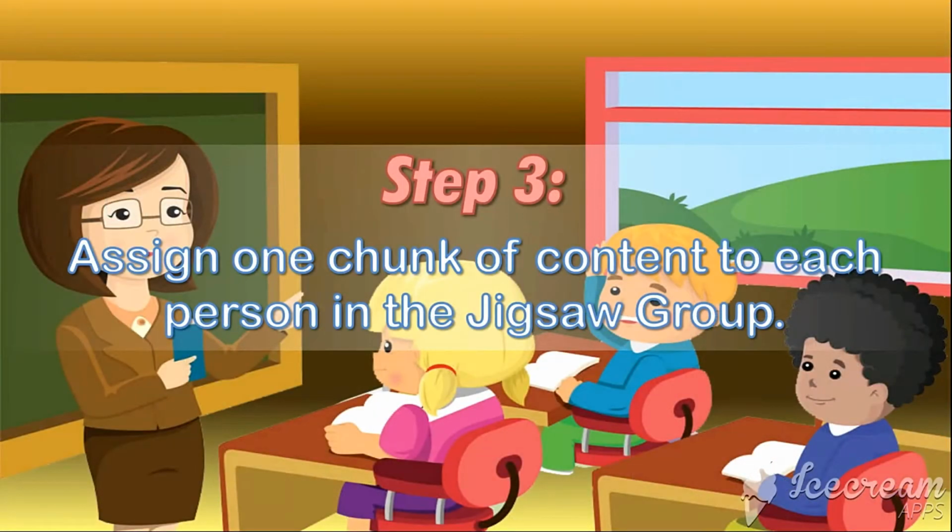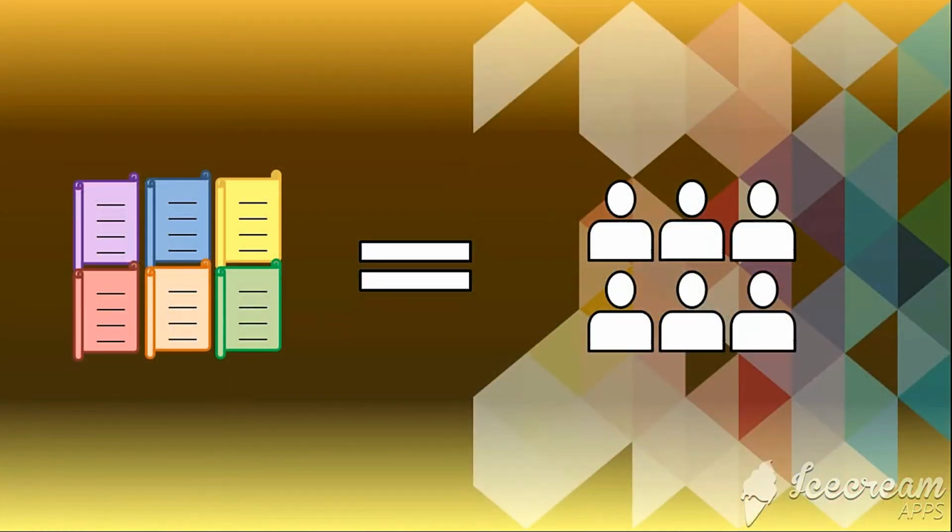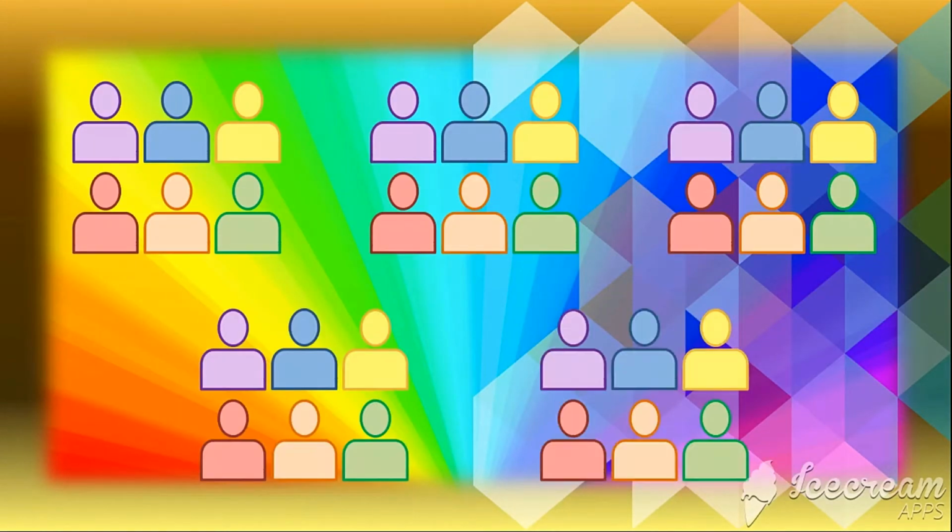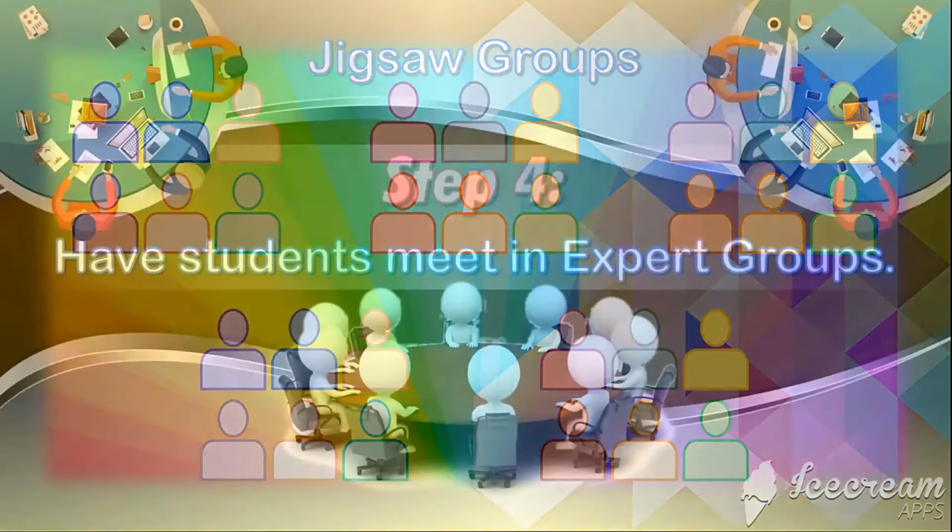Step 3 is to assign one chunk of content to each person in the Jigsaw group. Each group has one person responsible for one chunk of content. That person will be expected to teach that chunk to the rest of the group. At this point, students don't really interact with other members of their group. They just read and study their own chunk of content independently. Then, their independent study is fortified by the next step.